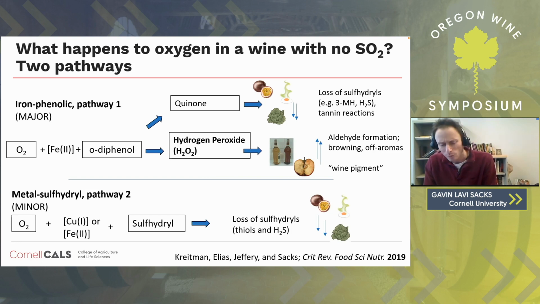There's a minor pathway, at least quantitatively minor. It's minor insofar as there's not a whole lot of oxygen that seems to go through this pathway, but it can still have a major effect. It involves trace transition metals, copper and iron, reacting with oxygen and sulfhydryls. Again, there can be good forms, 3-MH, 3-MHA, compounds that give that tropical aroma. It could be things you wouldn't mind seeing go away, like H2S, rotten egg, or methylmercaptan. And the resulting compounds are going to be odorless.